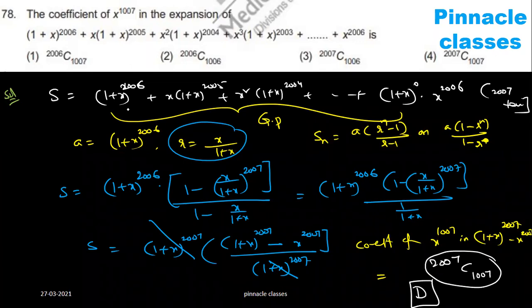So for this type of model, once again I'm repeating. First we should observe this one. Clearly these are in GP. How many terms are there? There are 2007 terms, from 0 to 2006, totally 2007. Apply the sum of finite terms of GP. This is the formula.